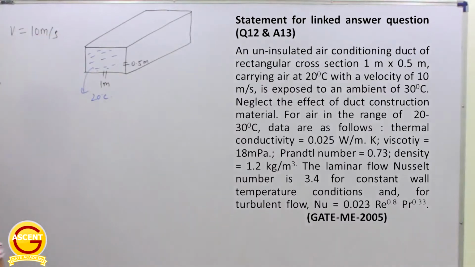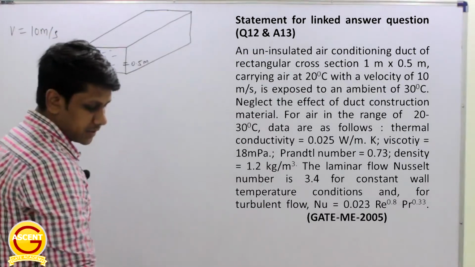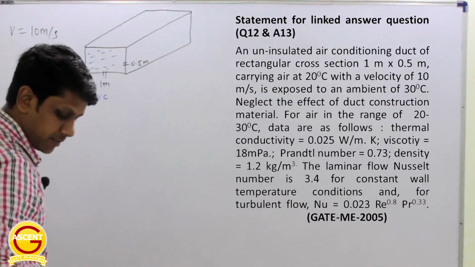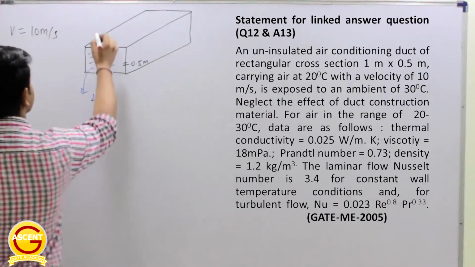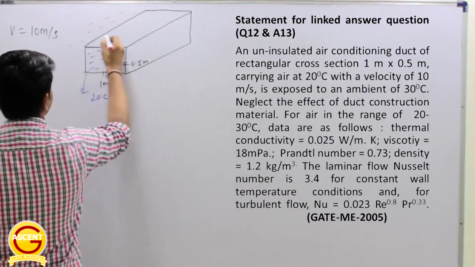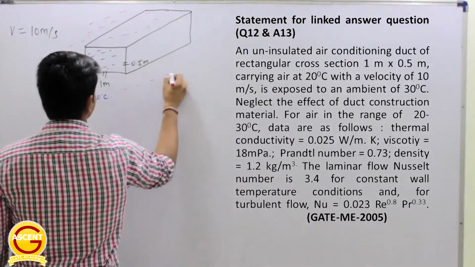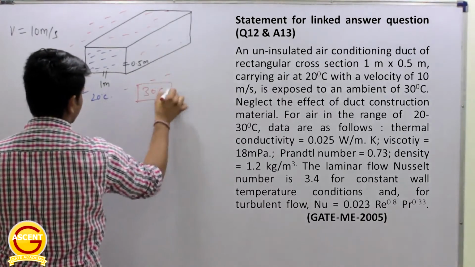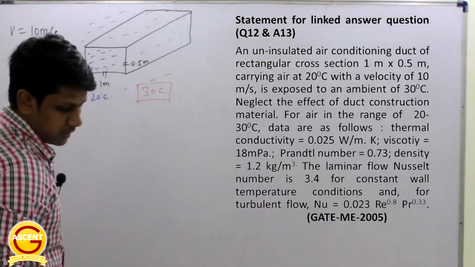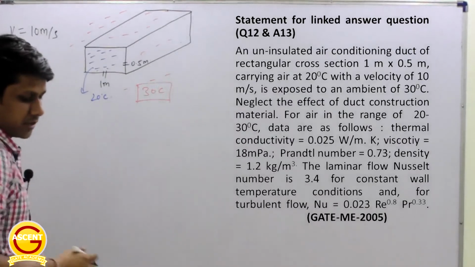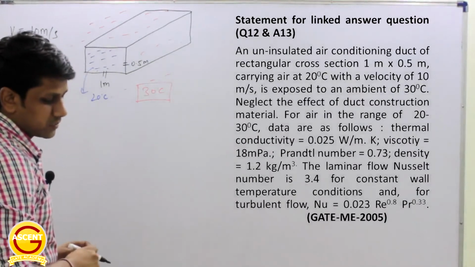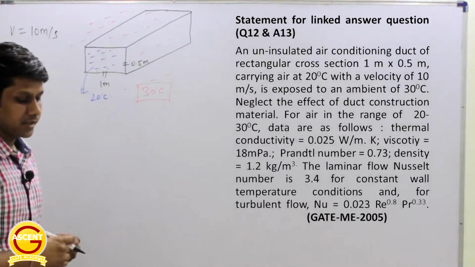Then he has given the ambient. It is exposed to ambient, and the ambient temperature is 30 degrees Celsius. Now he is saying neglect the effect of duct construction material. For air in the range of 20 to 30 degrees Celsius, the data are as follows.